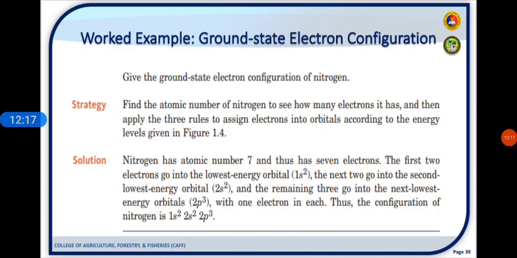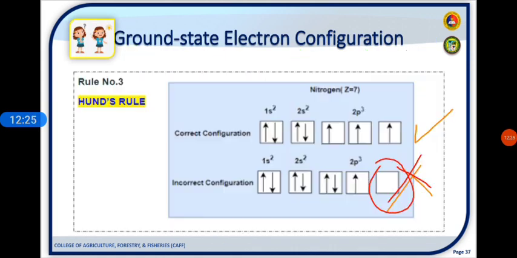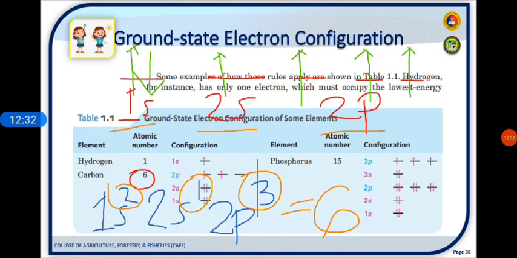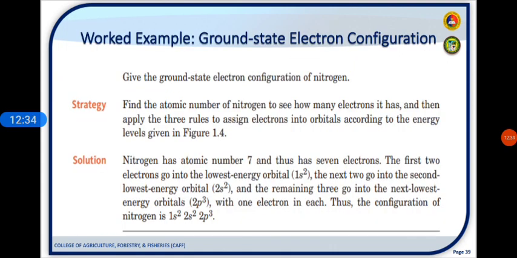Alright, so we have a worked example right here. Give the ground state electron configuration of nitrogen. It's already shown in this example: 1s2, 2s2, and 2p3. Please read this by yourself, and let me just read this one before we end this video discussion. So you have there your strategy.